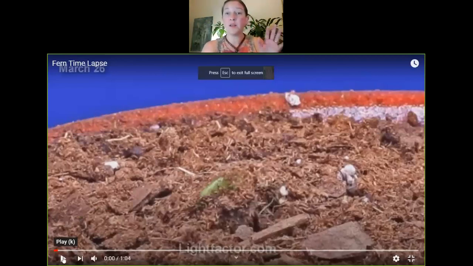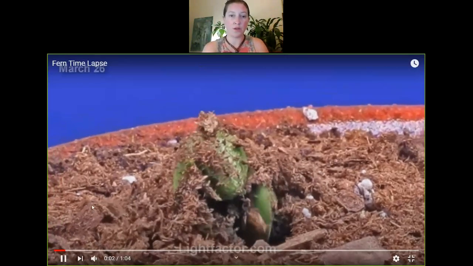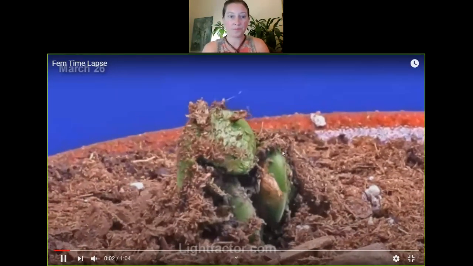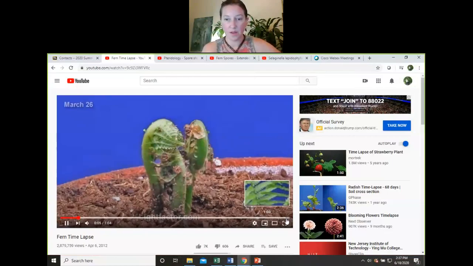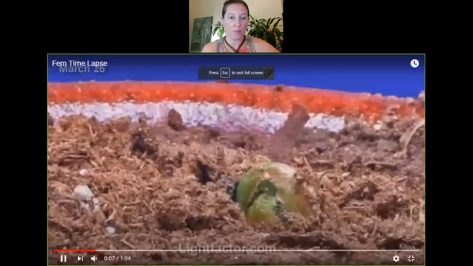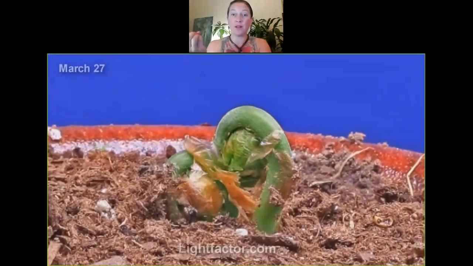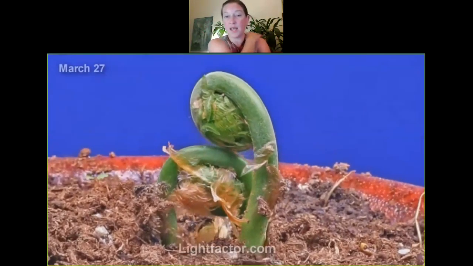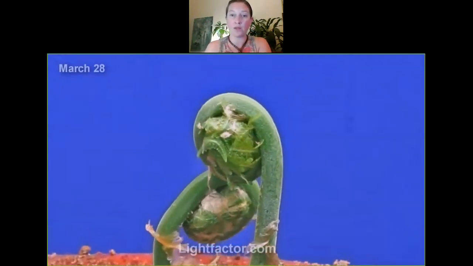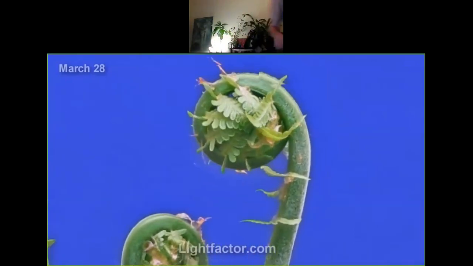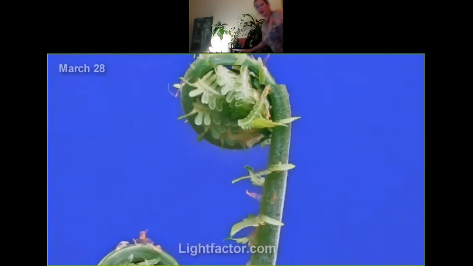All right, so this is going to show you fern leaves emerging out of the soil. Oh, it didn't go green. Here, let's start it over. There we go. Look, it's emerging out of the soil as a fiddlehead. In this case, this fern has underground rhizomes, right? Underground rhizomes. But look at how it emerges.